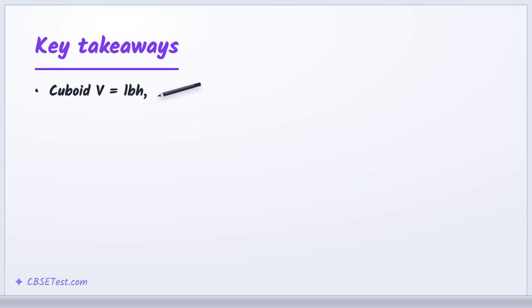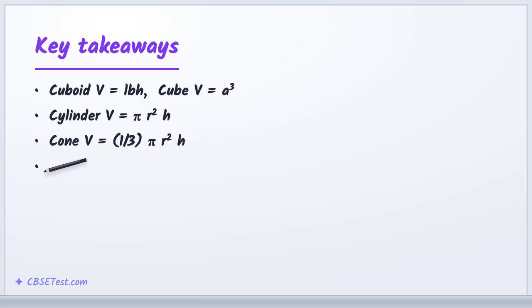To recap the volumes, cuboid is LBH, cylinder πr²h, cone 1/3 of that, and sphere 4/3 πr³. Pair each with its surface area formula and you can measure any of these solids.